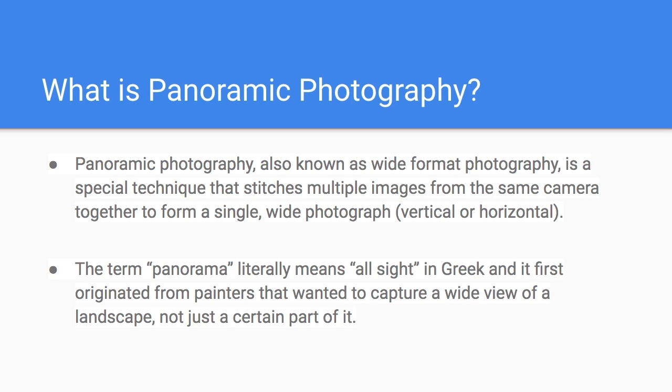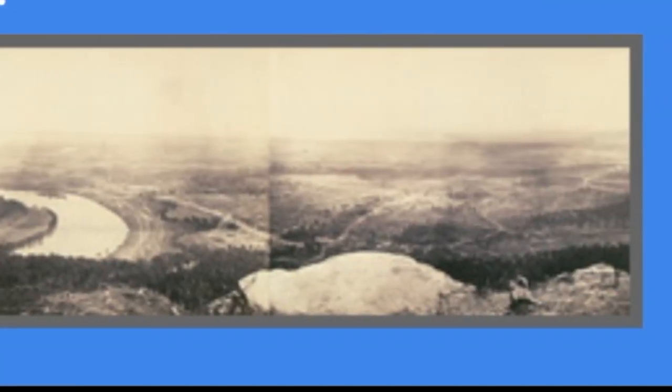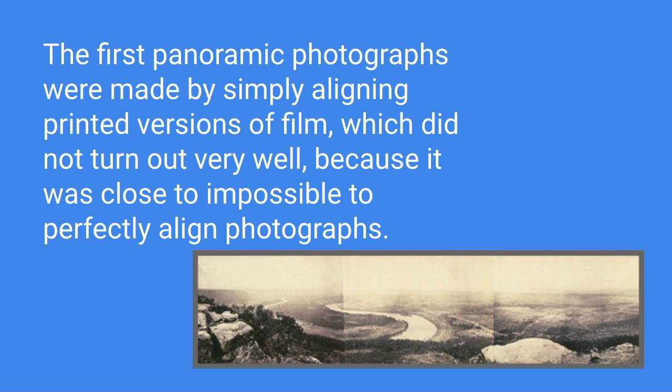So what is panoramic photography? This is also known as wide format photography, and it's a special technique that stitches multiple images from the same camera together to form a single wide photograph, either vertical or horizontal. The term panorama literally means all sight in Greek, and it first originated from painters that wanted to capture a wide view of a landscape, not just one certain part of it. The first panoramic photographs were made by simply aligning printed versions of film, which did not turn out very well because it was close to impossible to perfectly align these photographs.